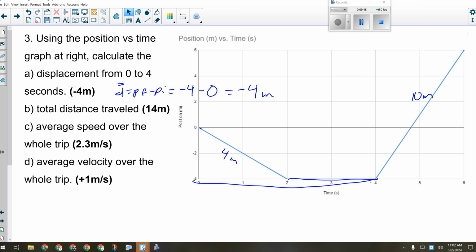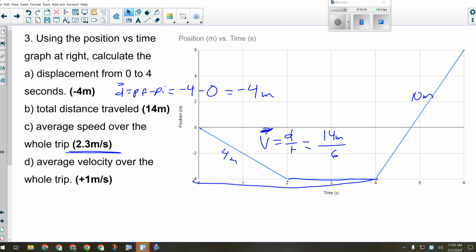Okay, average speed over the whole trip. Average speed is total distance divided by total time. Well, I just did all the work for that. Okay, I know the total distance is 14 meters. Okay, I know the total time is 6 seconds. Okay, and when I divide those, I'm going to get 2.3 meters per second.